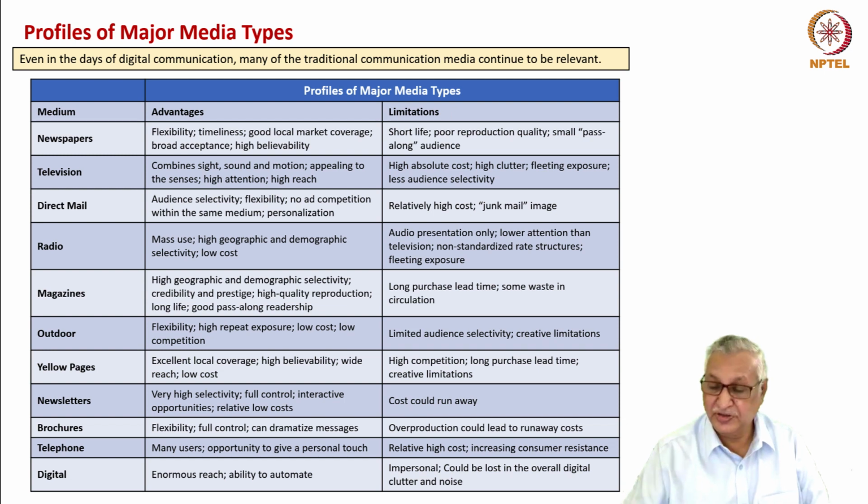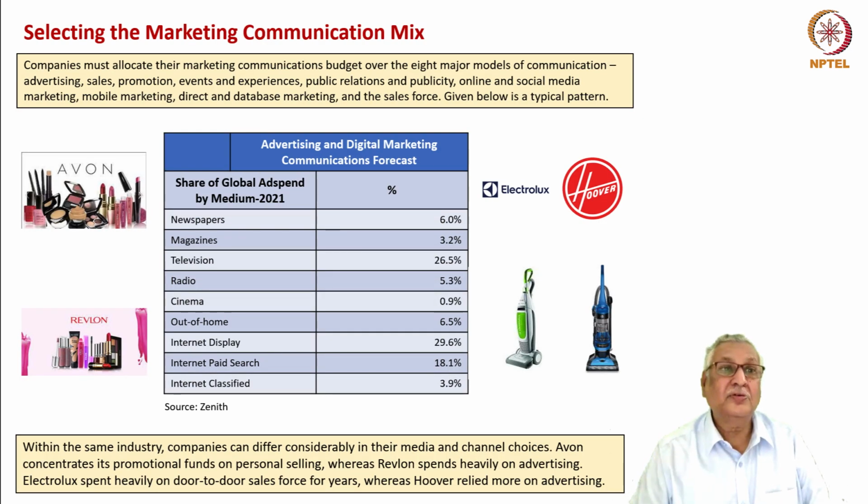When you look at the marketing communication mix, you understand that companies must allocate their marketing communication budget over 8 modes of communication majorly. These are advertising, sales promotion, events and experiences, public relations and publicity, online and social media marketing, mobile marketing, direct and database marketing, and the sales force. It would therefore be facile to think that only print media ad or television media ad would be the ones which qualify for ad spend.